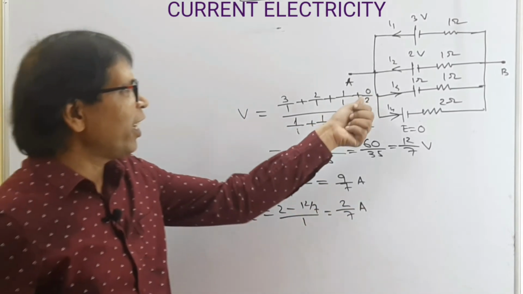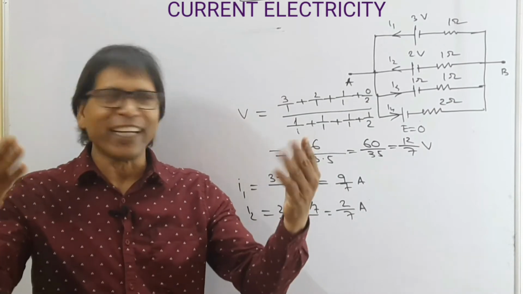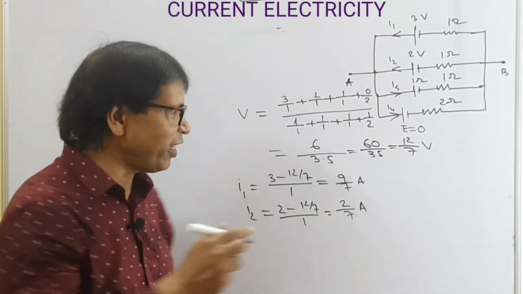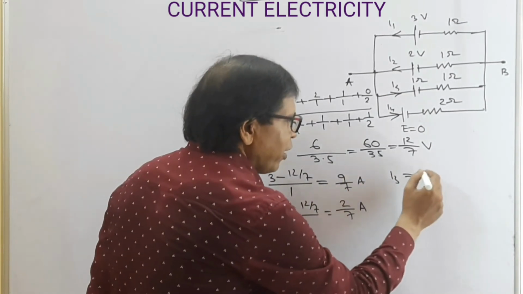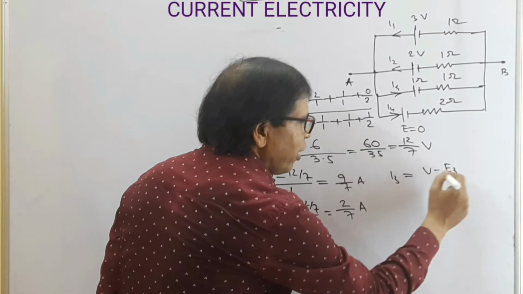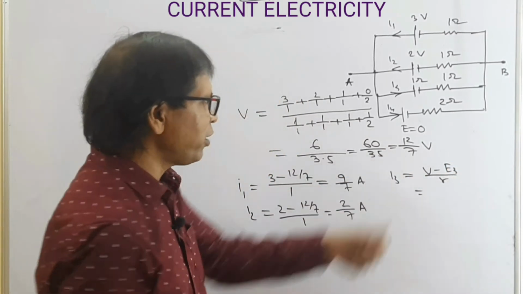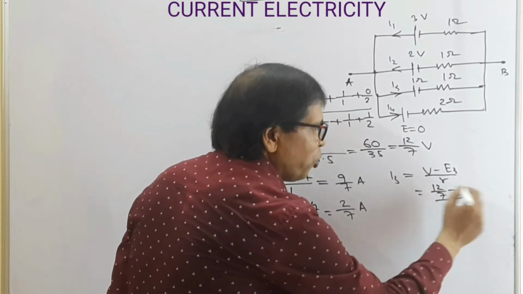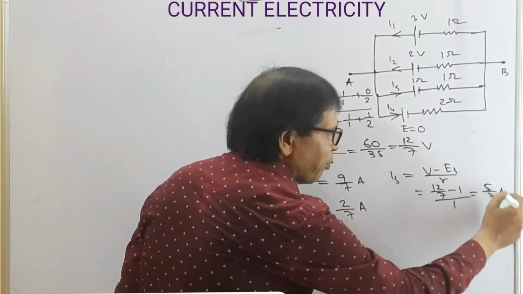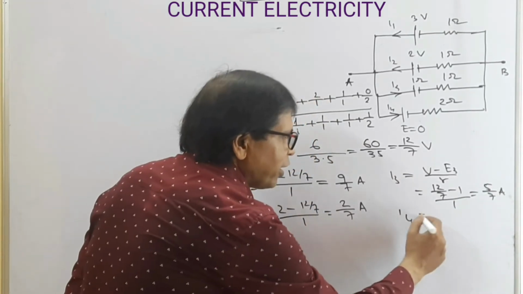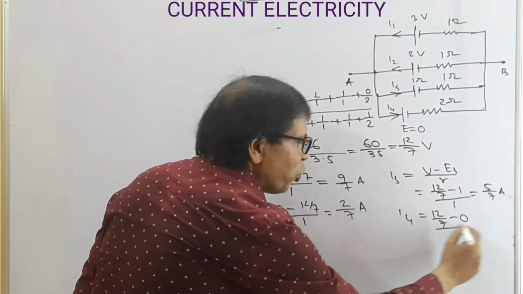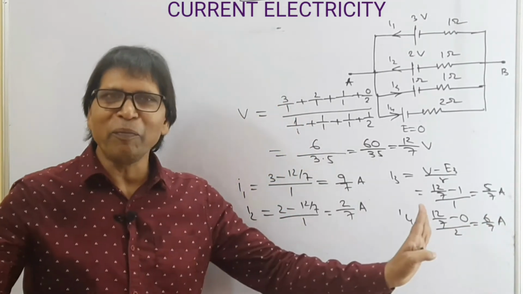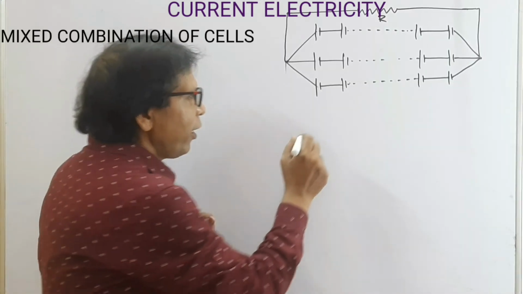Now look at I3. Here the terminal PD is greater, the cell is charging, so V is greater than E, so I3 becomes V minus E3 divided by R. What is V? V is 12 by 7, so 12 by 7 minus 1 by 1. So this is 5 by 7 ampere. This I4 is 12 by 7 minus 0 by 2. So this is 6 by 7 ampere. No problem. Next.